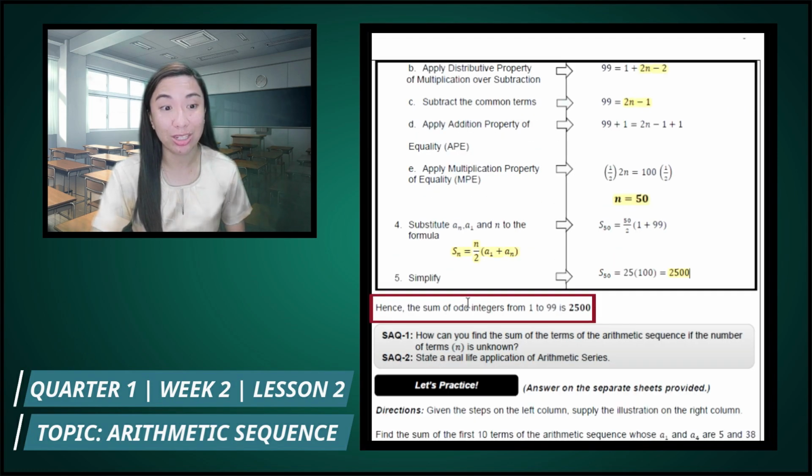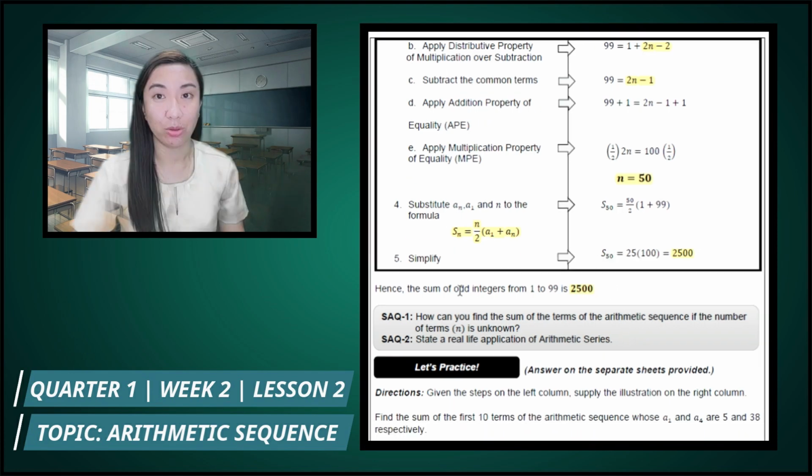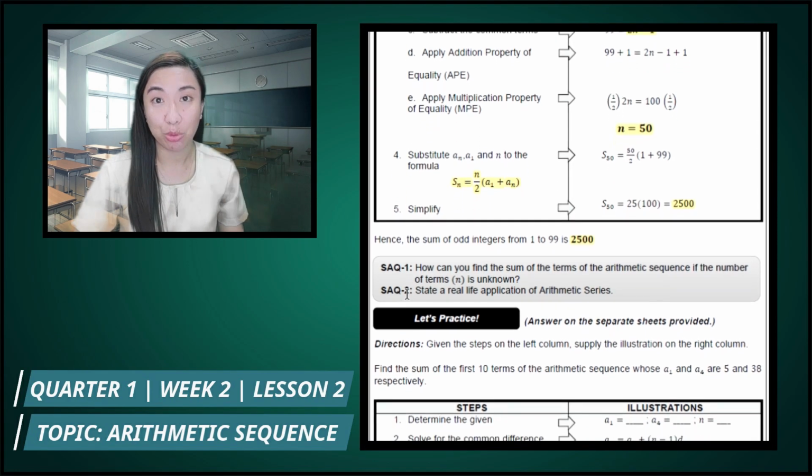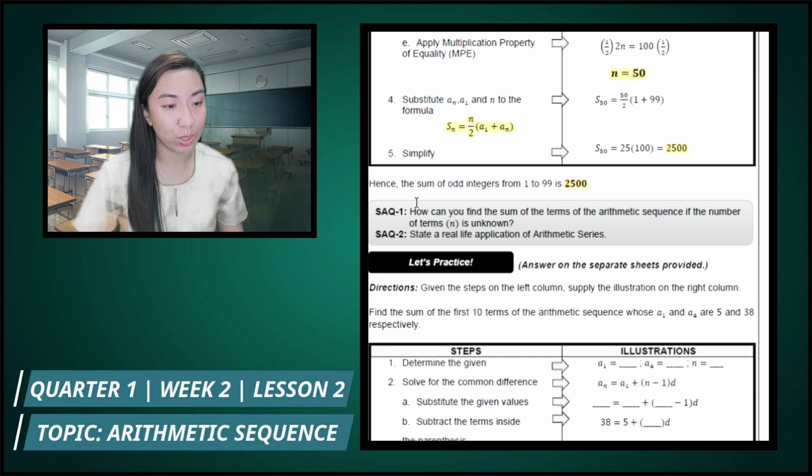Hence, the sum of the odd integers from 1 to 99 is 2,500. By this time, you will now be asked to answer the SAQ questions 1 and 2. The first question here is, how can you find the sum of the terms of an arithmetic sequence if the number of terms, or the n, is unknown? Obviously, it is shown in example number 2. So please go over example number 2.